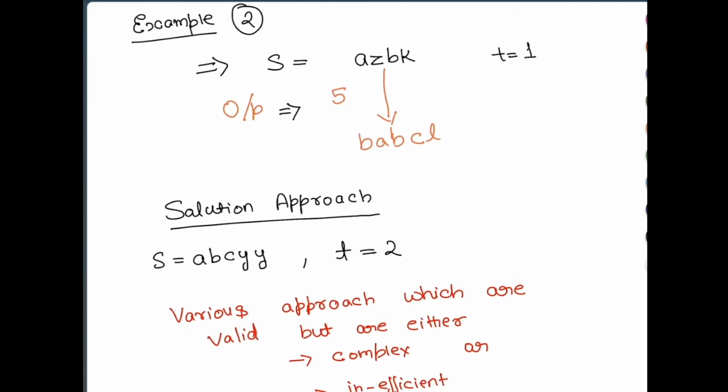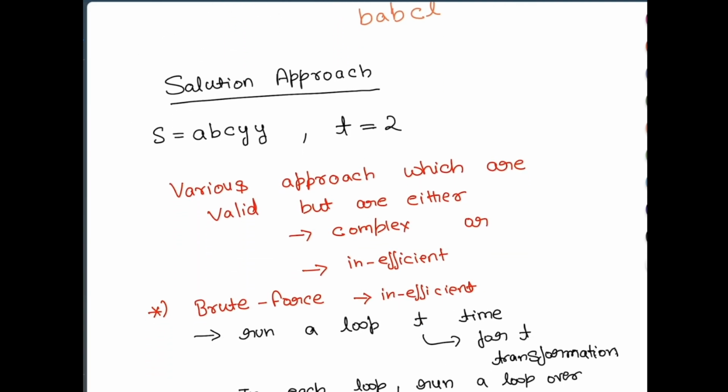Now there are various solution approaches to this problem, okay? So let us try to understand different solution approaches, and then we will understand the most optimized approach for this particular problem. So let us see the solution approach. We are taking example number 1 to understand this.